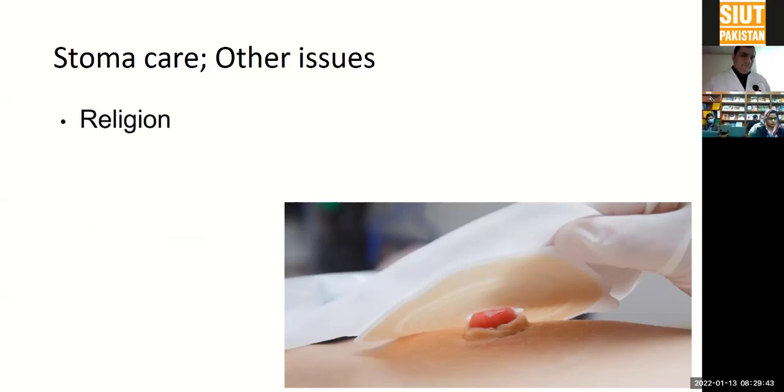The religious aspect. Religion. Can they practice their religion, and what problems do they commonly face? Anyone?